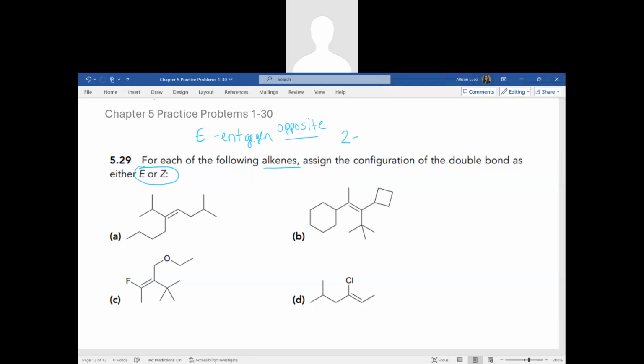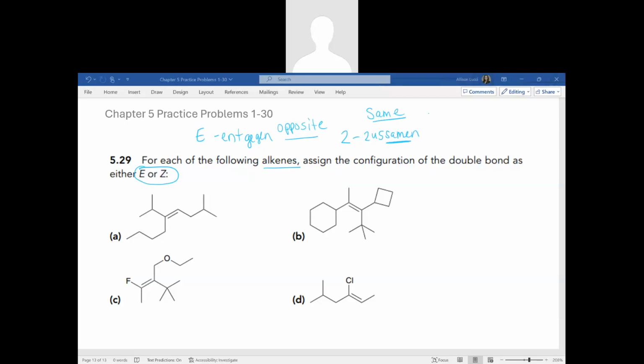And then we have zusammen. And you can kind of see "same" in the name there. So both of our highest priority groups on the vinylic positions of our double bond will be on the same side for our Z alkene. So let's take a look at compound A here.